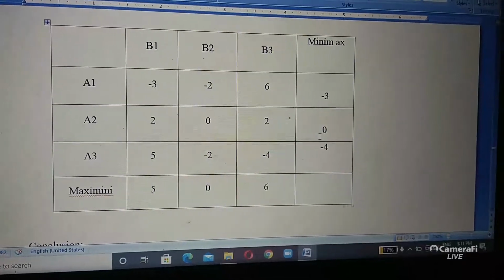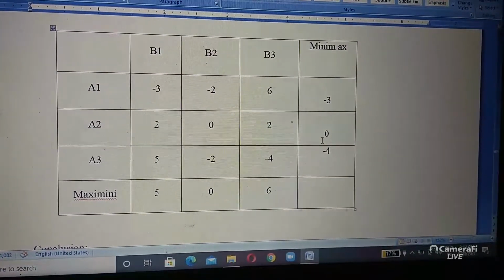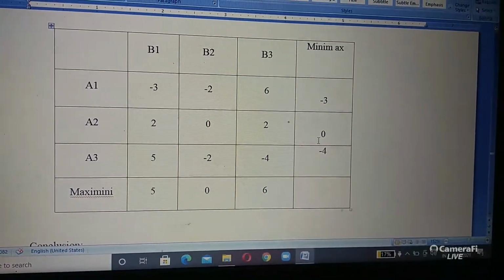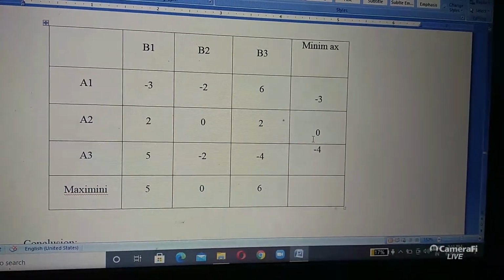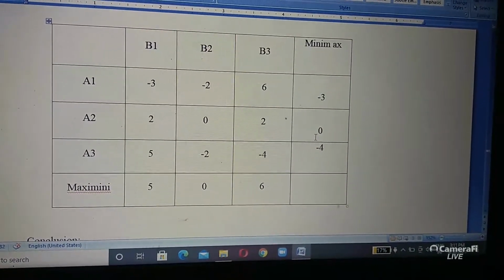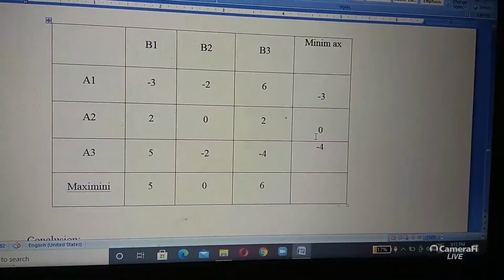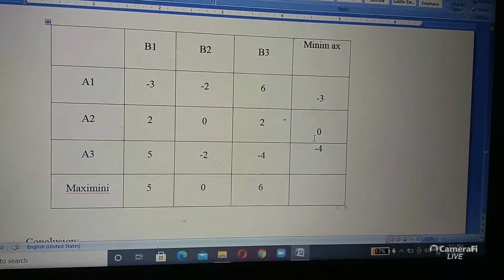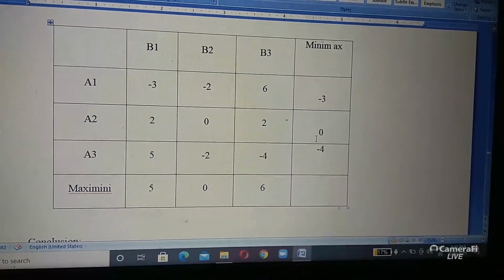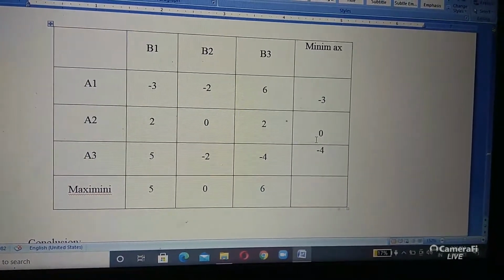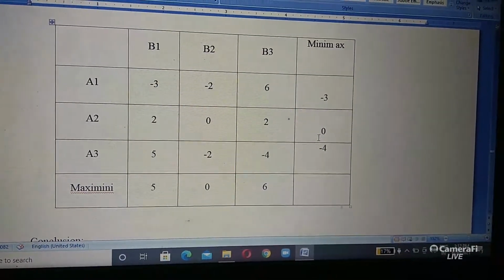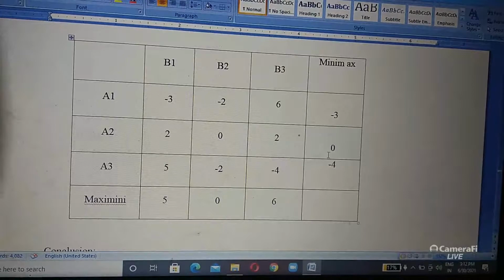Then next, you see this problem, we already completed the saddle point method, and this is also the same method. You see this one. Minus 3 is a minimum, A2 is 0 is a minimum, and A3 minus 4 is a minimum. Then immediately minimax, B1, B2, B3. Which is the maximum here? 5 is the maximum, 0 is the minimum, and 6 is the maximum. Then immediately here 0 is the commonly repeated value, so the saddle point exists here.